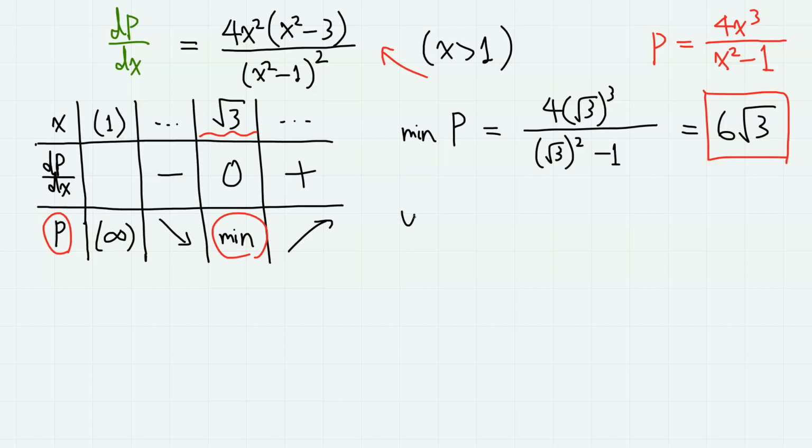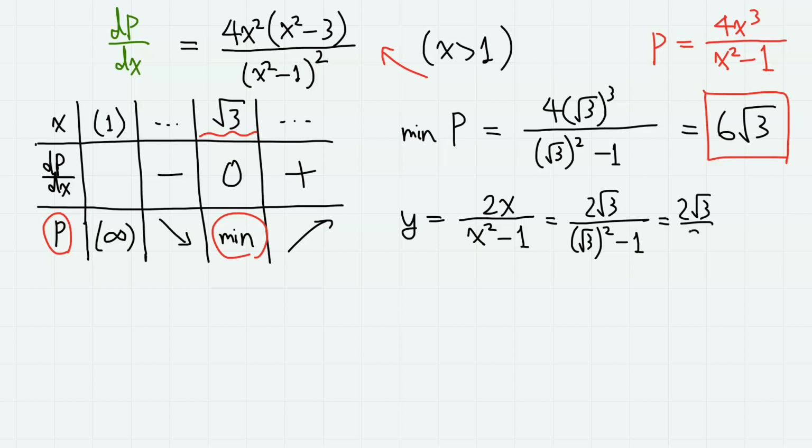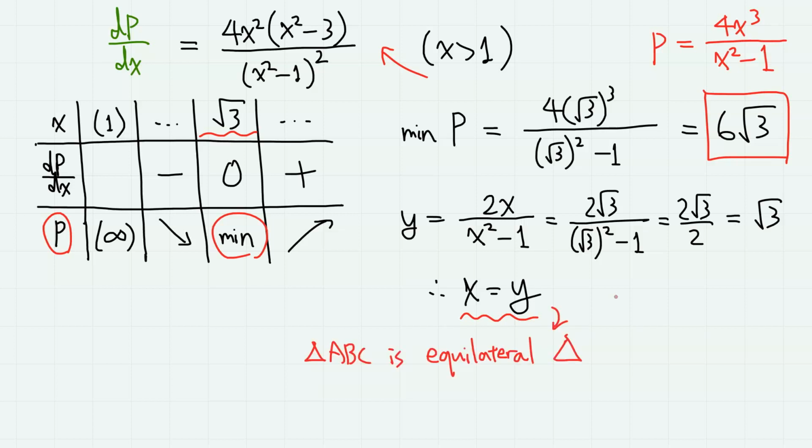Also, notice that y, which is given like this, becomes 2 times square root of 3 over square root of 3 squared minus 1, which is 2 square root of 3 over 2, which is square root of 3. Therefore, we have x equals y when the perimeter is minimum. That is, the perimeter is minimum when the circumscribed triangle ABC is an equilateral triangle.